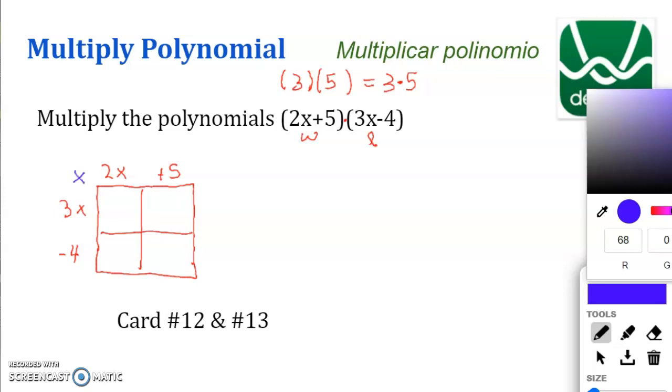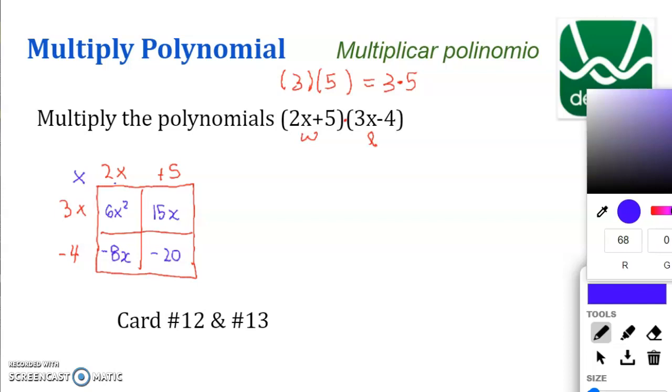So we are multiplying. 2x times 3x is 6x squared. And then 5 times 3x. 5 times 3 is 15, so 15x. Okay, so then what about this square? 2x times negative 4. 2 times negative 4 is negative 8 times x. And 5 times negative 4 is negative 20. Okay, so we have problems like this.